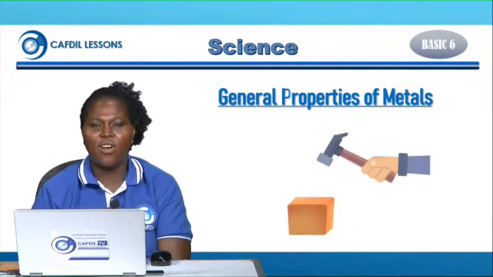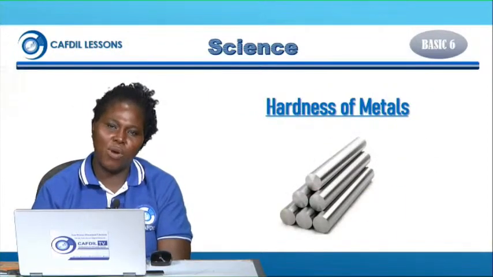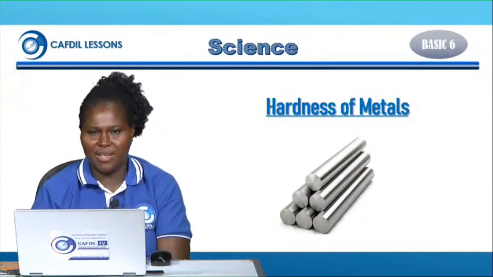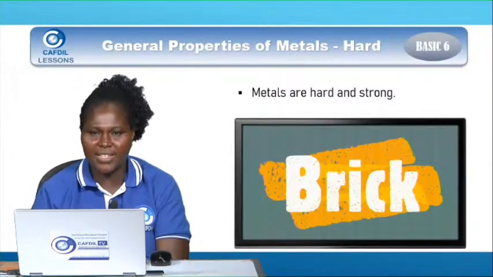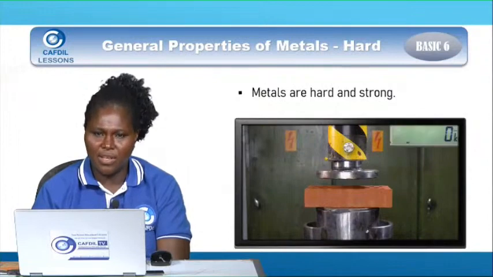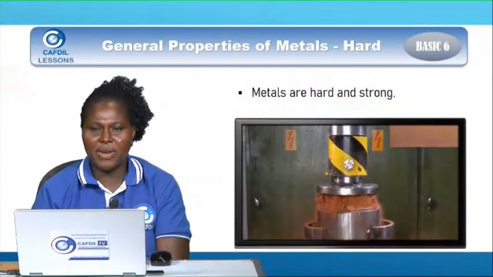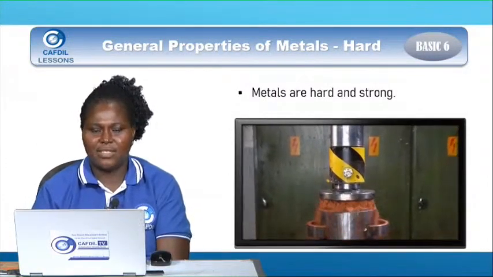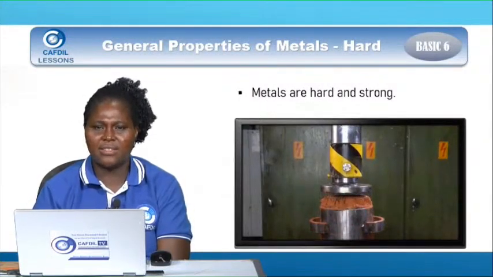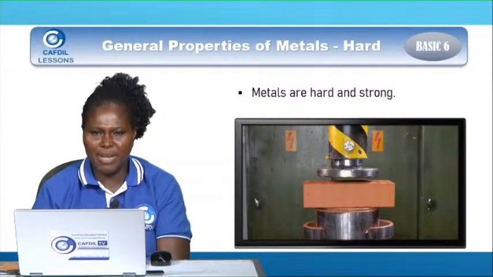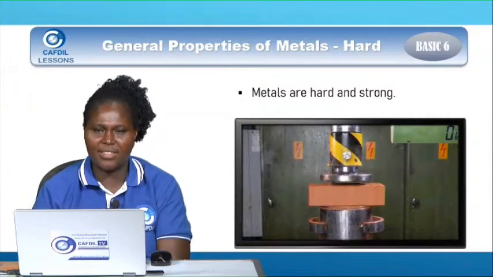Good. Now, let's look at general properties of metals. What are the properties of metals? Property number 1. Hardness of metals. Metals are hard and strong. So let's look at the video on our screen. We have a brick and we are pressing it. This is a brick. Now, a brick is not hard and it's not strong, but metals are hard and strong.